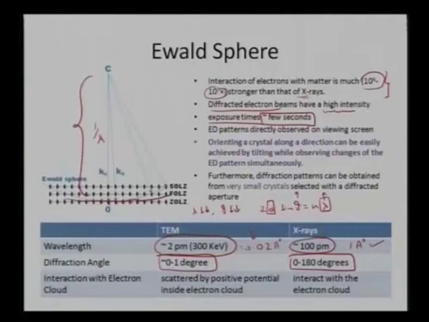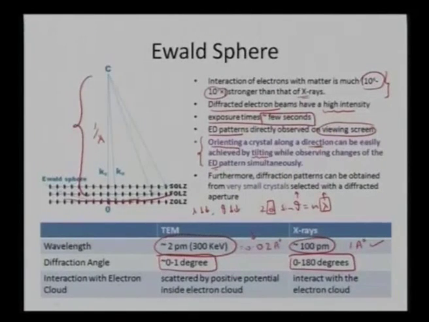I have to spend only 2 or 3 seconds to attain a spectrum. And since it is very rapid, I can see my electron diffraction pattern. I can directly view it on a fluorescent screen, or I can also collect it on a particular detector. Since my theta values are very narrow, 0 to 1 degree, I can orient my crystal along the beam direction, and just by tilting it marginally, I can also get an electron diffraction pattern. So, that is the beauty of it.